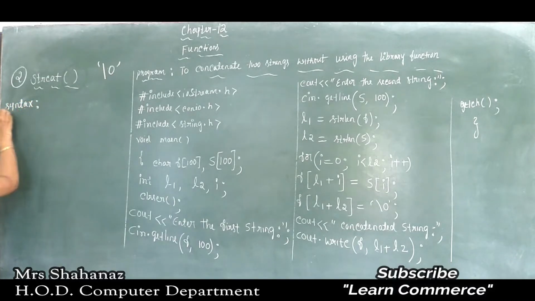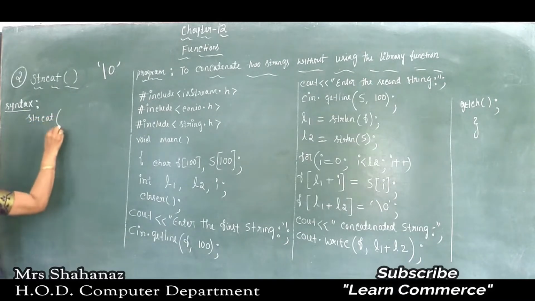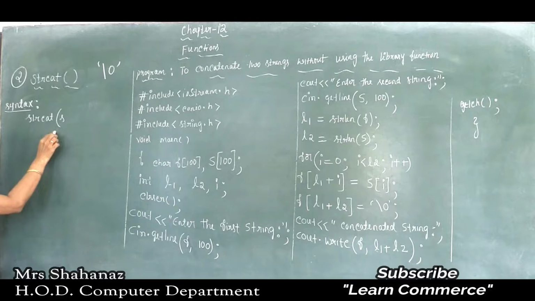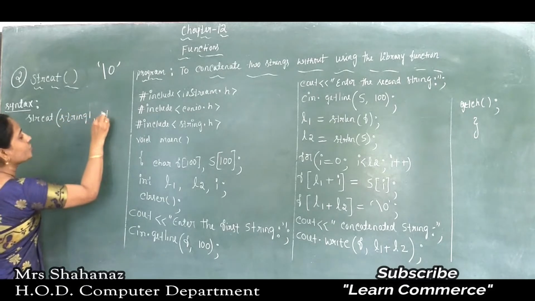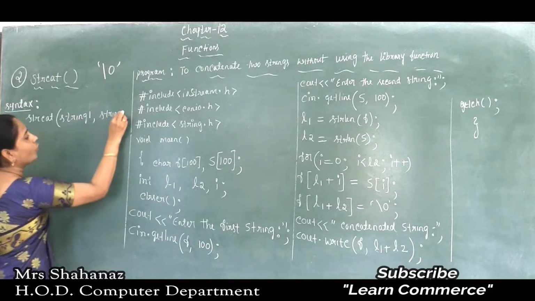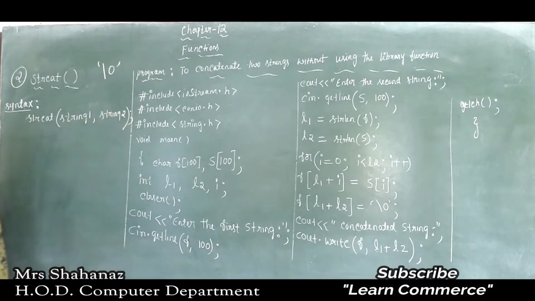So the syntax of the strcat we are going to write is strcat, then opening of the bracket, and next one is string 1 comma string 2, closing of the bracket and semicolon. So this is the syntax of the strcat.